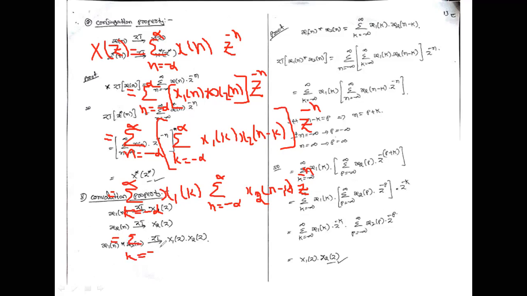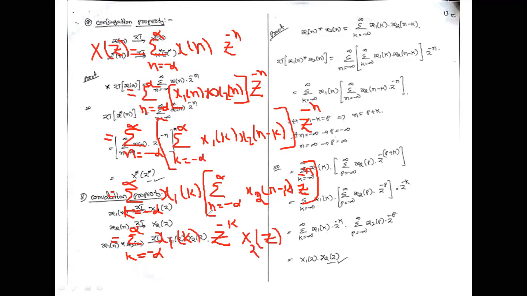You can write it as the sum over k from minus infinity to infinity of x1 of k. Now I'm writing this total function, by using the shifting property, as z power minus k, multiplied with the unshifted z transformation. And what is the signal here? The x2, so I'm writing it as x2 of z.